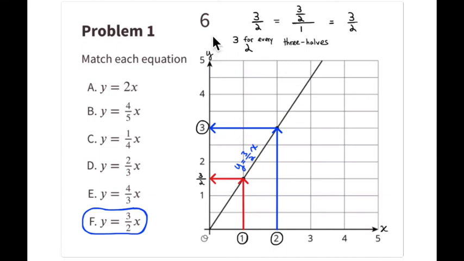And the last one, graph 6 matches equation F. So that is 3 halves. So 3 for every 2. So let's say it's $3 for every 2 hours of work. That's the same as 3 halves dollars for every 1 hour of work. So y equals 3 halves x. So this tells you, the 3 halves, the constant of proportionality, tells you what to multiply the number of hours by. So if I work for 2 hours, 3 halves times 2, I'm going to get paid $3. So 3 for every 2 is the same as 3 halves for every 1 hour. So the constant of proportionality is 3 halves.